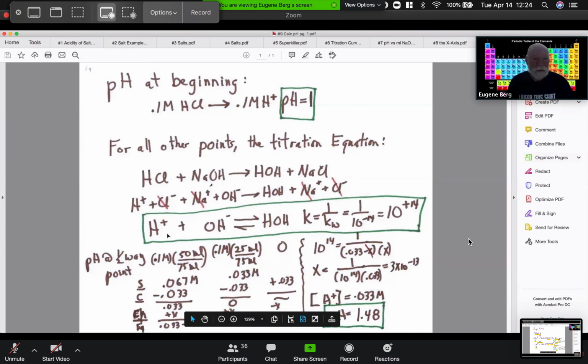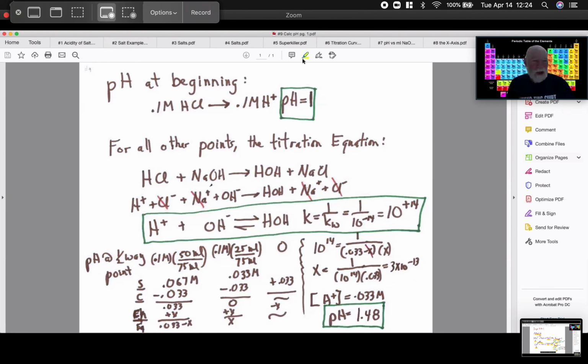Okay, so now we're going to calculate some pHs. Now the pH at the start is pretty easy because all we have is 10th molar hydrochloric acid. It's a strong acid. It's going to break up to give you 10th molar hydrogen ions. And minus the log of 0.1 is, yes, the starting pH will be a pH of 1.